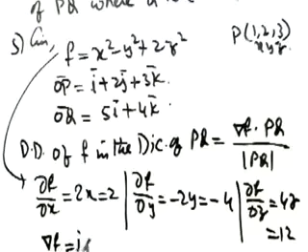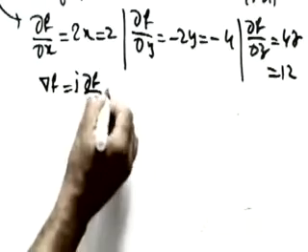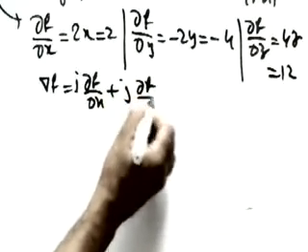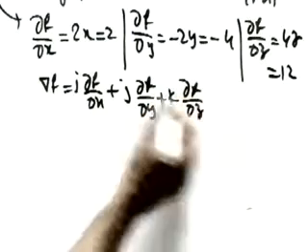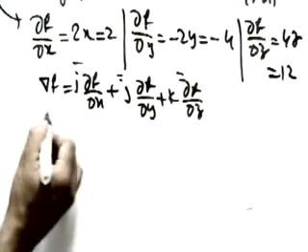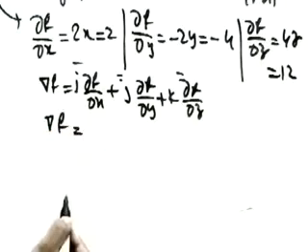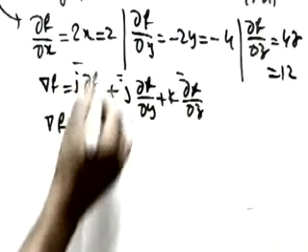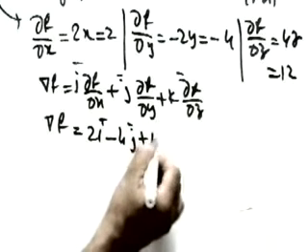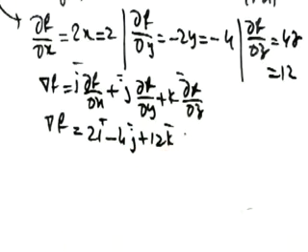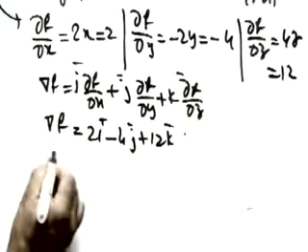What is the formula of del f? Del f equals i ∂f/∂x plus j ∂f/∂y plus k ∂f/∂z. Now let me substitute the values. We get the value of del f. Del f equals 2i minus 4j plus 12k. Now we got del f.